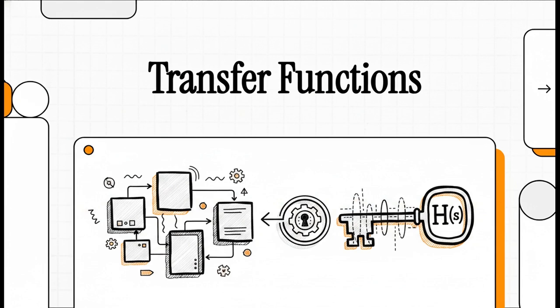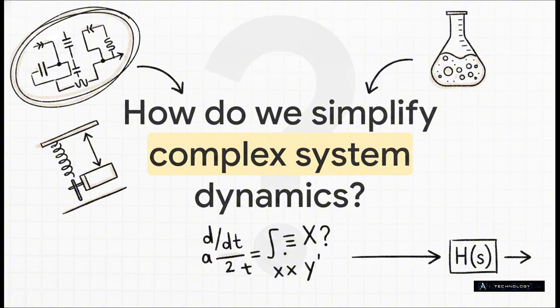is your master key. But before we get to the solution, we kind of have to talk about the problem, right? How exactly do we go about simplifying complex system dynamics? Because if you've ever tried to model a physical system, whether that's an electrical circuit, maybe a mechanical suspension, or even a chemical reactor, you know that things get very messy very fast. We are constantly dealing with time domain calculus. We've got rates of change, slopes, accelerations, and it all just piles up into these massive, complex differential equations.